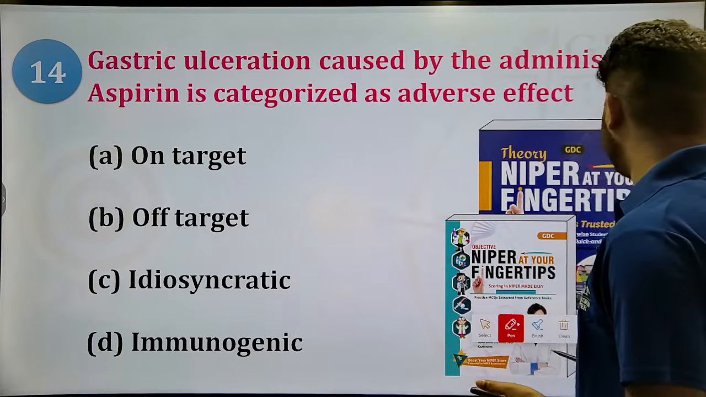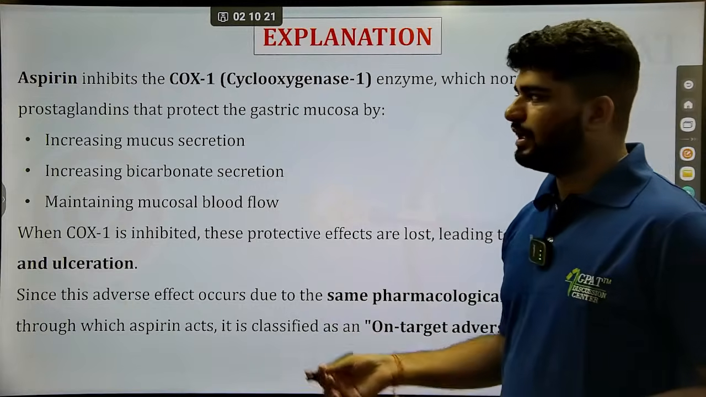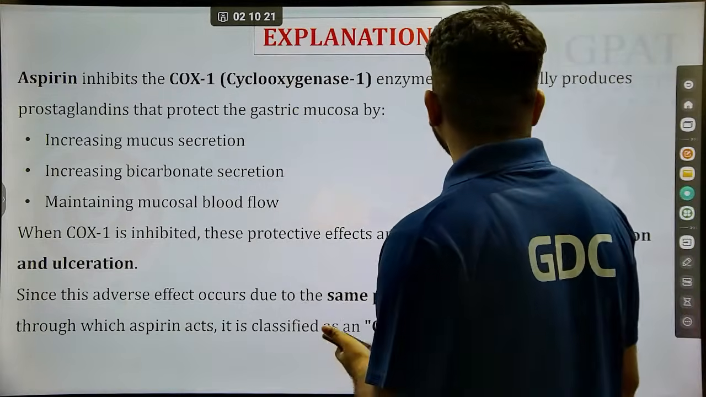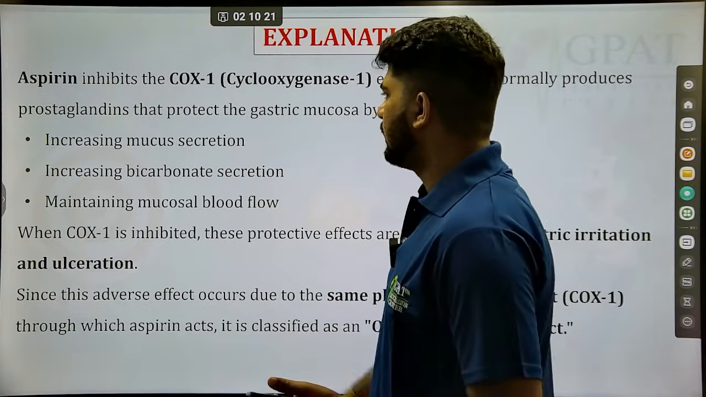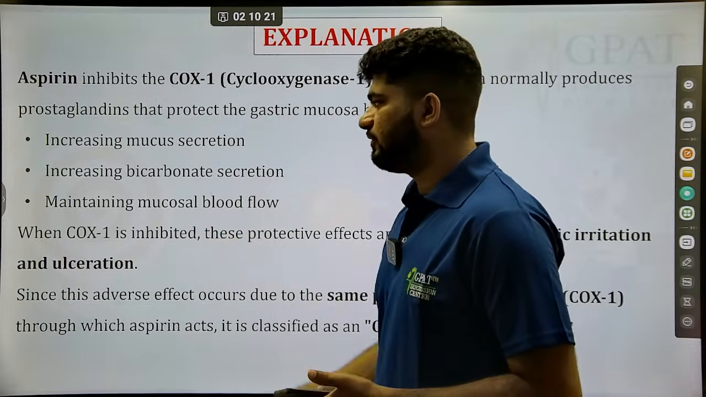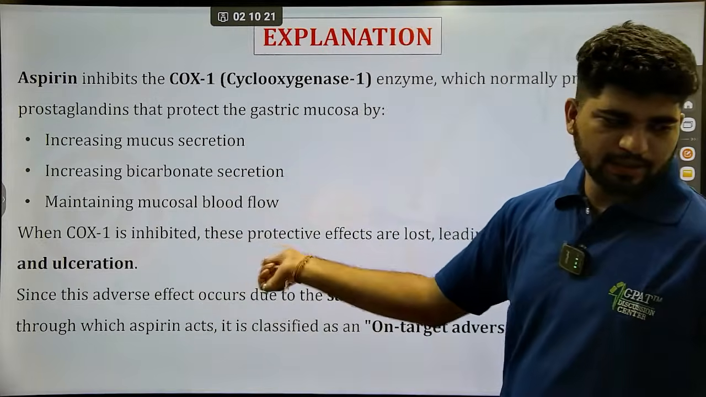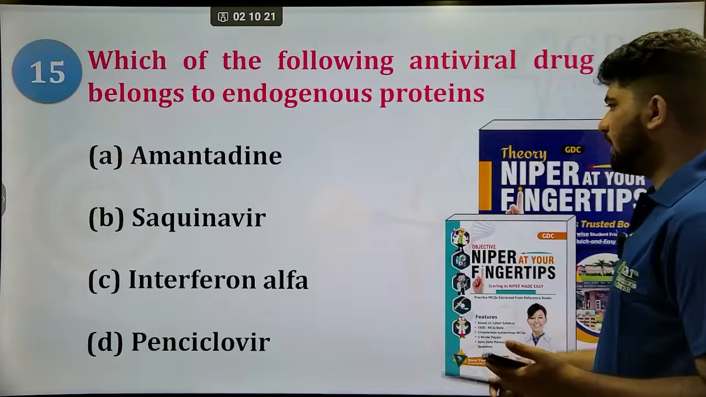That is your on target, because aspirin will be inhibiting this COX-1 enzyme, which normally produces prostaglandins that protect the gastric mucosa. Increasing the mucus secretion, increasing the bicarbonate, and maintaining mucosal blood flow are all going to be inhibited. So that is your on target 1.